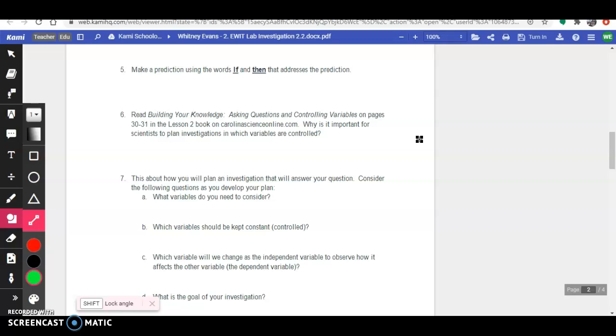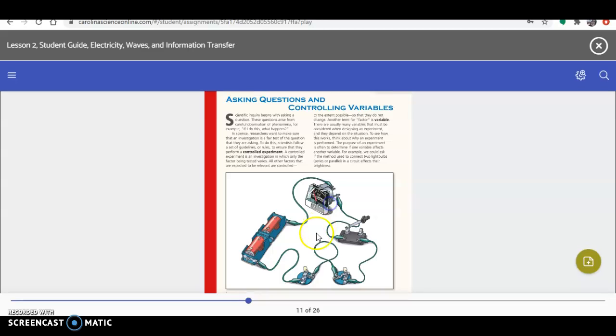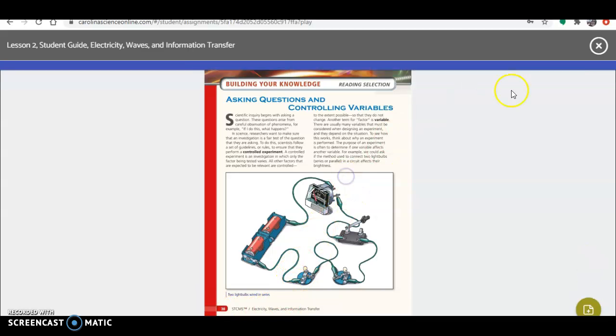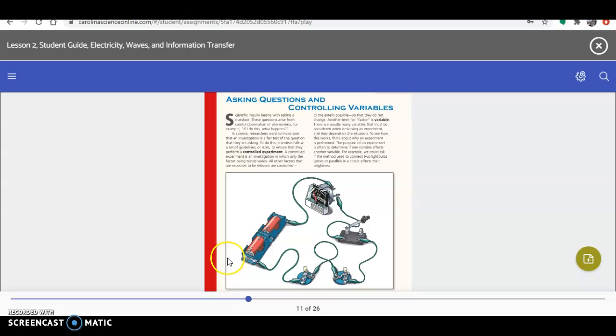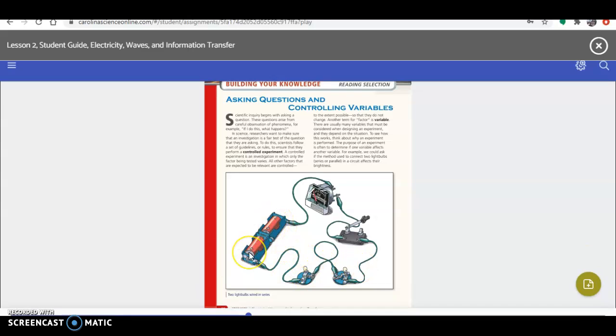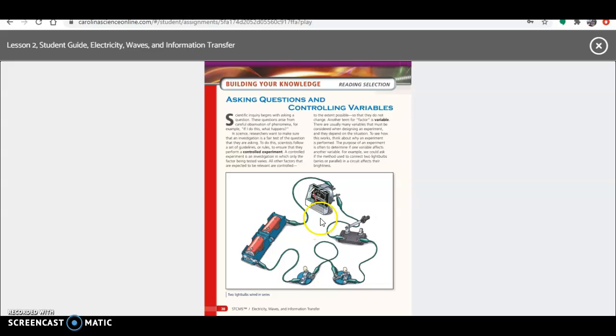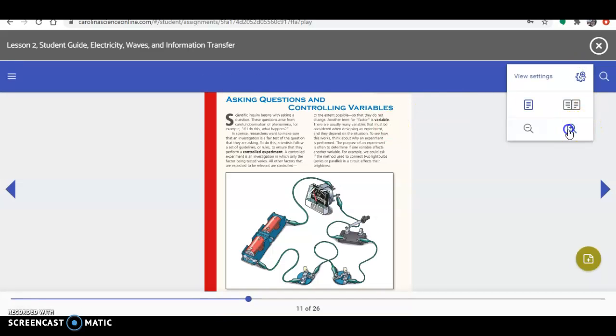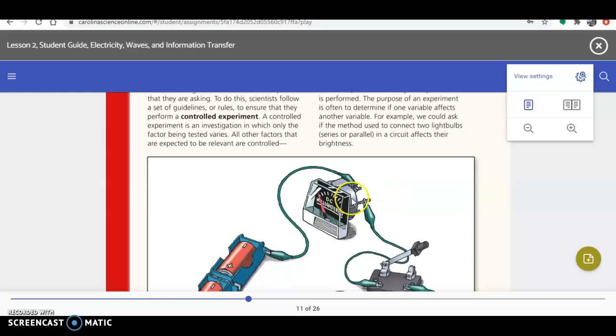So we're going to go to Carolina Science Online, and then we're at page 30. I'm going to zoom in for you. Here's a diagram of two batteries in series, hooked up to what looks like a DC circuit meter. You've got a switch that's open and then two light bulbs. So we're going to zoom in so you can see and follow along.